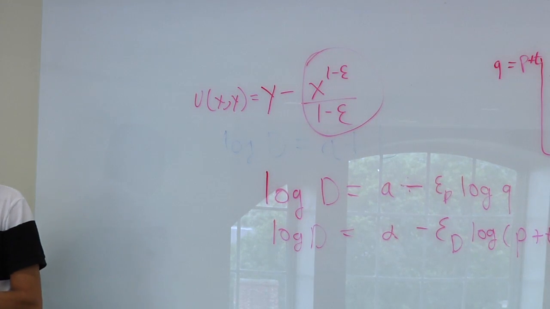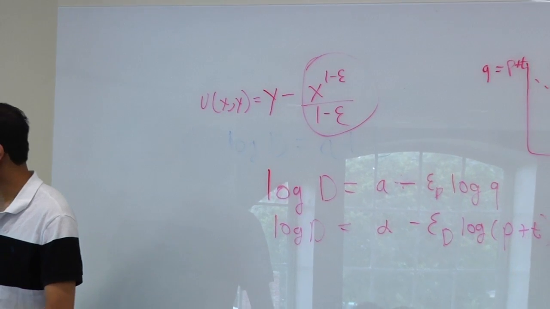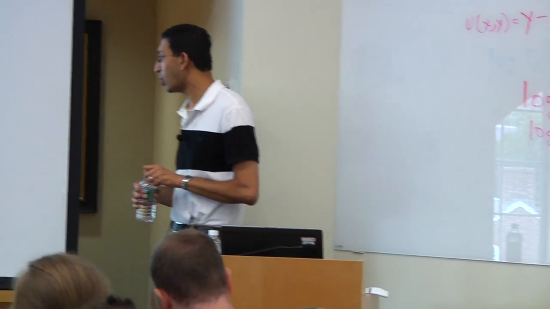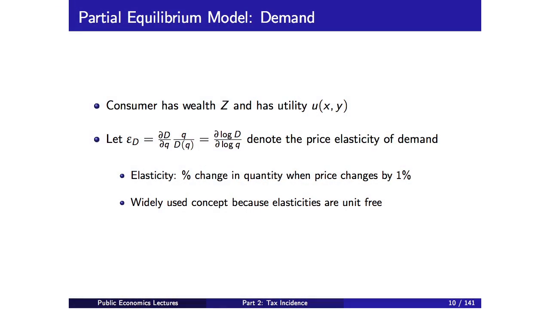Okay, so what's the interpretation of the elasticity? It's the percentage change in quantity when the price changes by 1%. And that's a widely used concept because elasticities are unit free, right? If I just tell you the slope, then I need to know the units in which you're measuring the number of cigarettes or whatever.